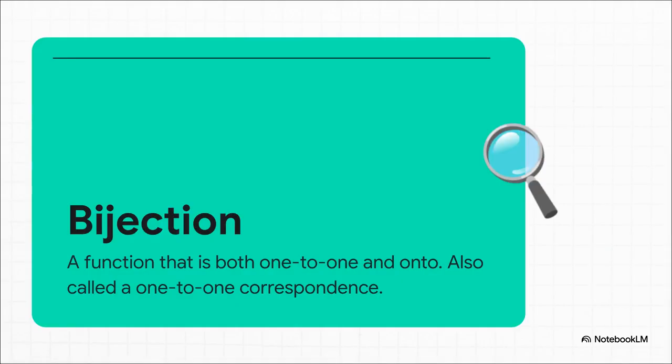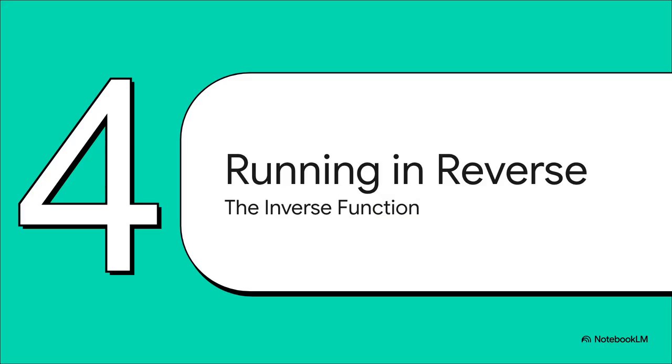So what happens when you get a function that is both one-to-one and onto? Well, then you've got yourself a bijection. This is kind of the gold standard of functions. It creates a perfect one-for-one correspondence between two sets. And that idea of a perfect bijective match?